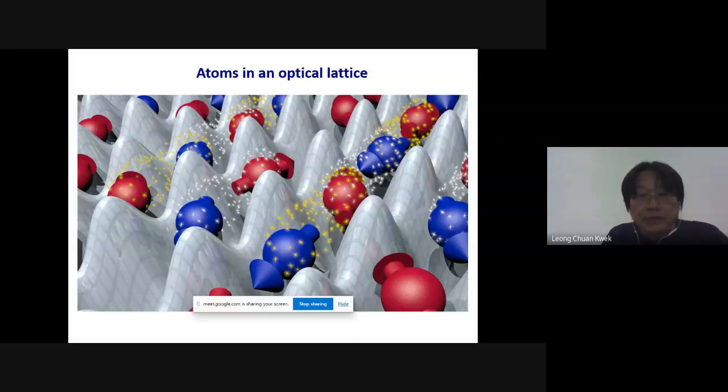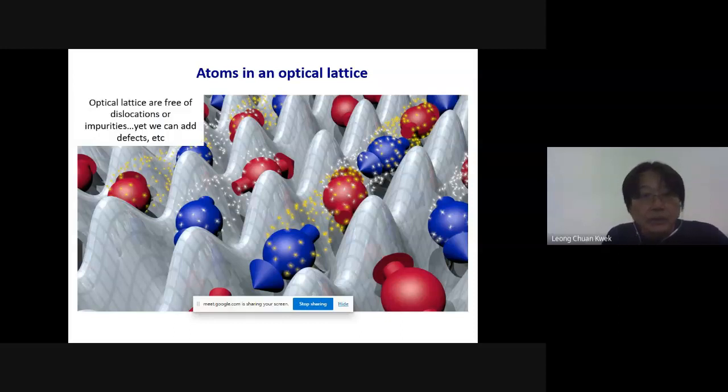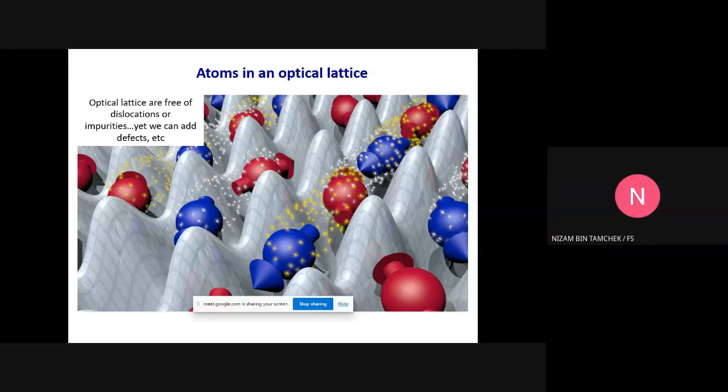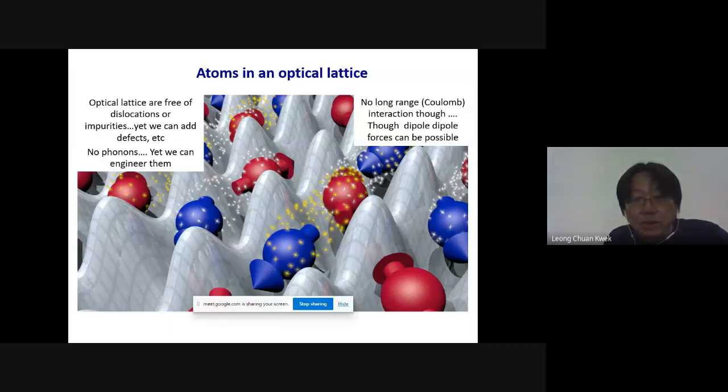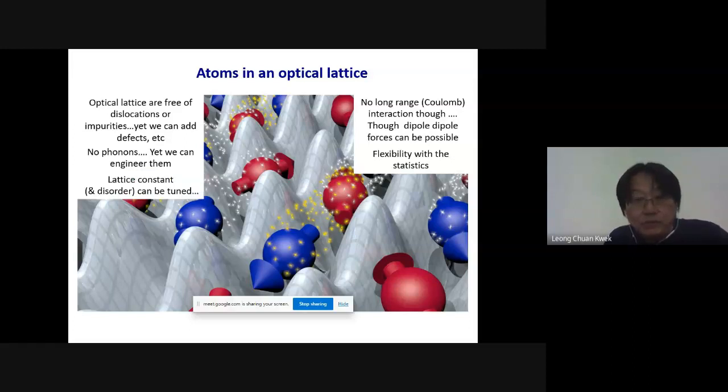The sort of atoms we are talking about today are typically neutral atoms. Optical lattices are free of dislocation or impurities. So this, in general, is a preferred mode compared to, let's say, wires. Even in a typical electronic wire, you have lots of defects. But on the other hand, sometimes we do want to have defects, and so we deliberately add defects. There are no phonons, and yet we can engineer them. There's no long-range Coulomb interaction, although dipole-dipole interactions are possible. We are flexible with the statistics, like I mentioned. You can use fermions or bosons.